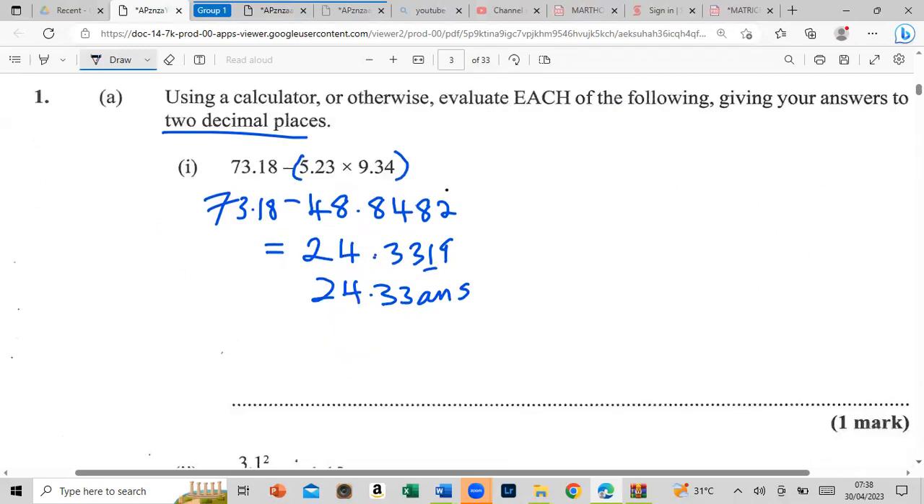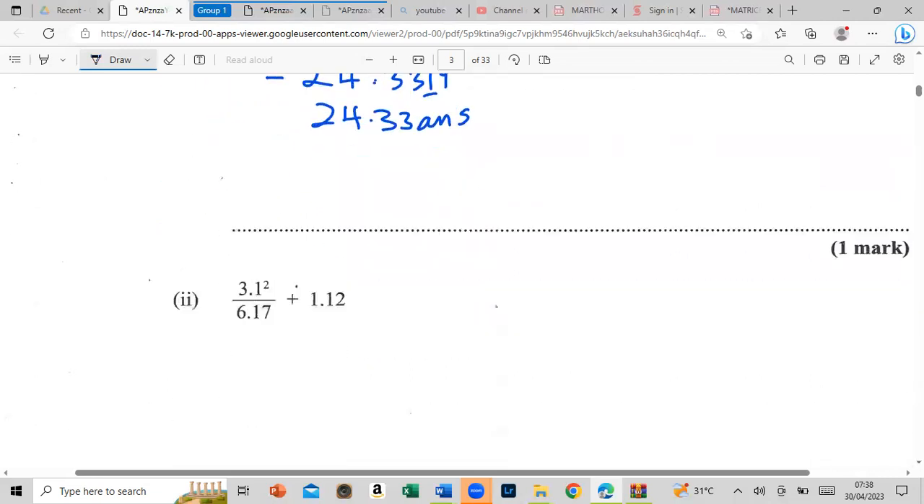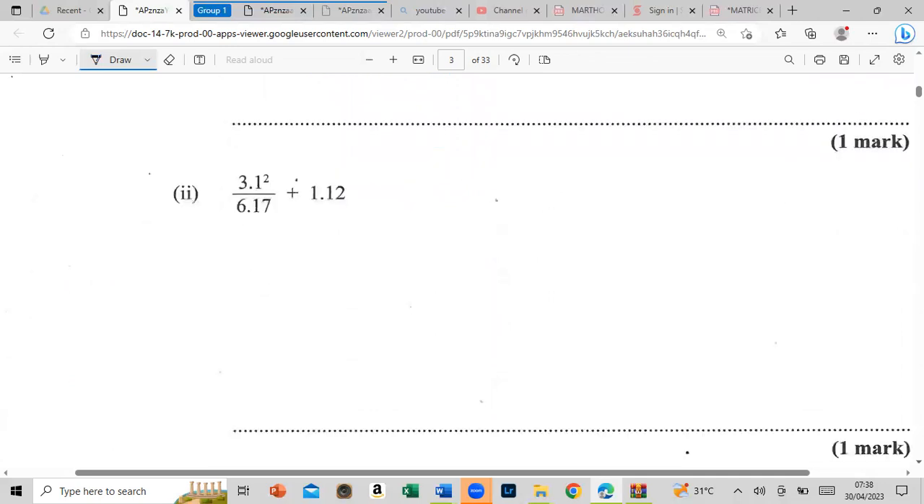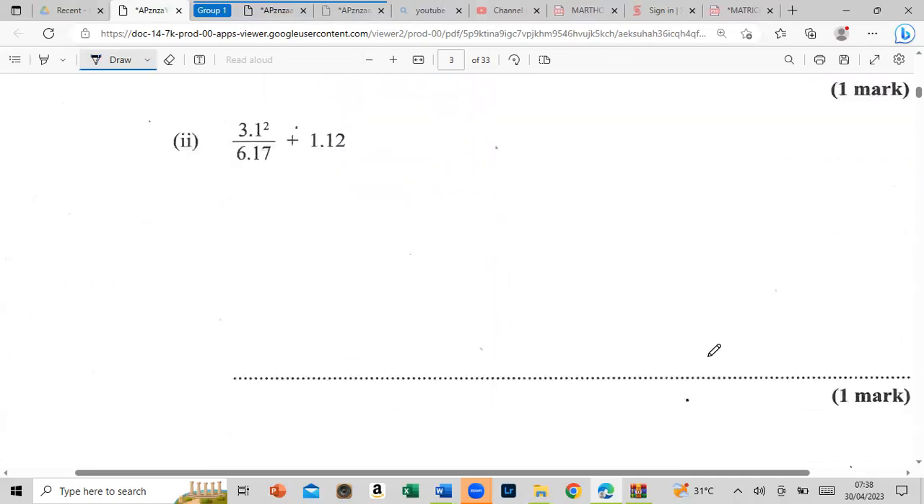So it's 24.33. And guys, it's only worth 1 mark. But this one now, work out this one, another 1 mark. You have 1 minute to do this. Let's go. 3.1 squared divided by 6.17 plus 1.12.